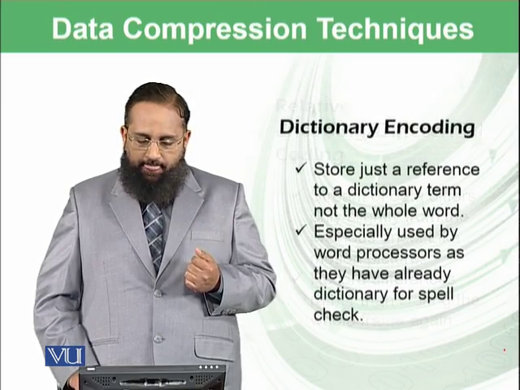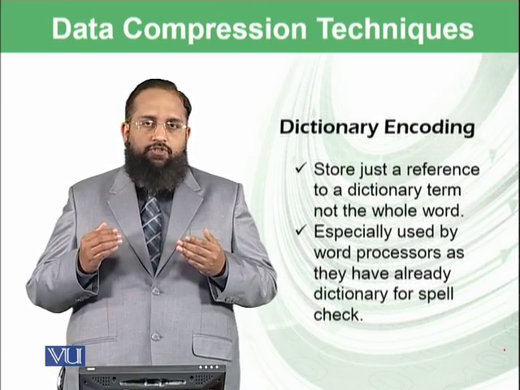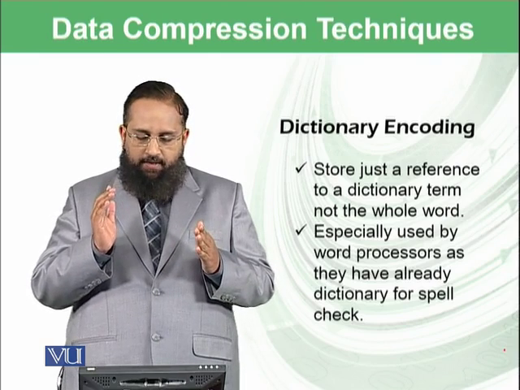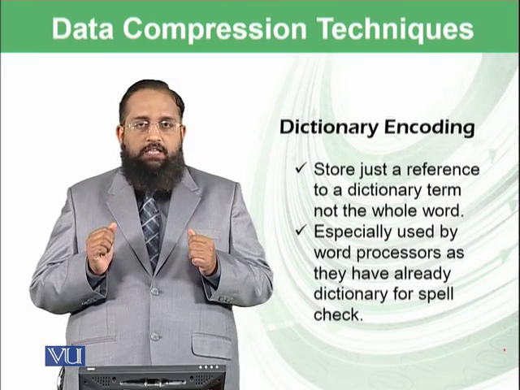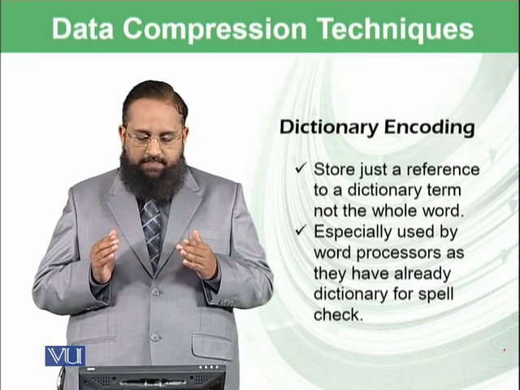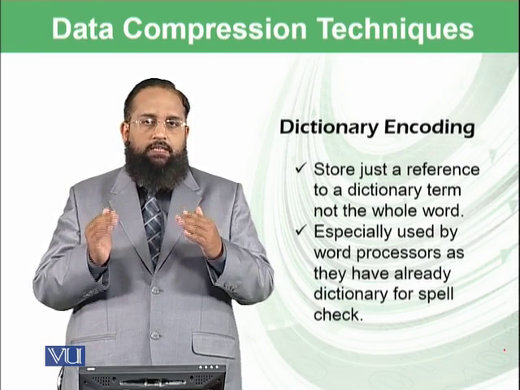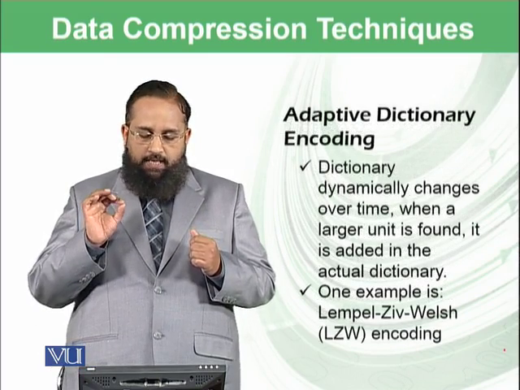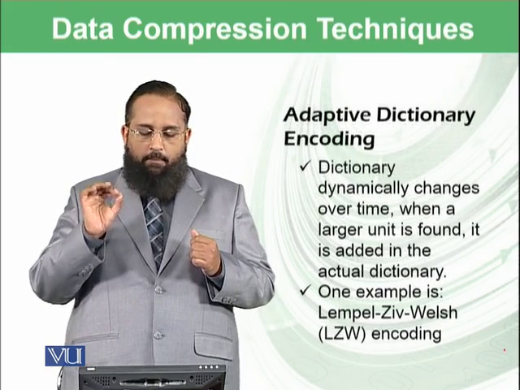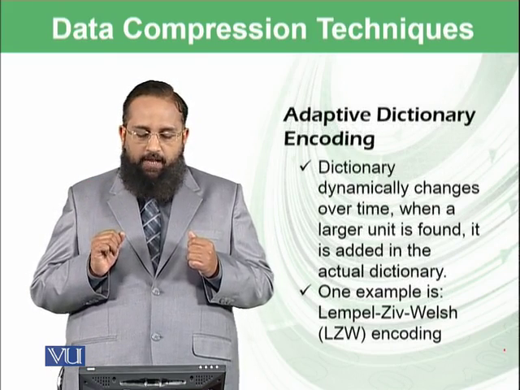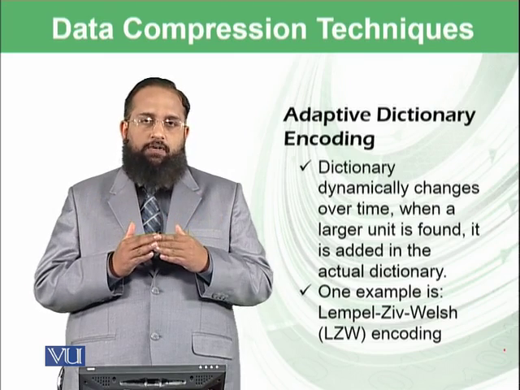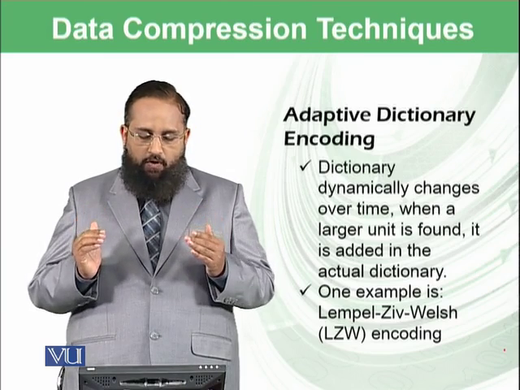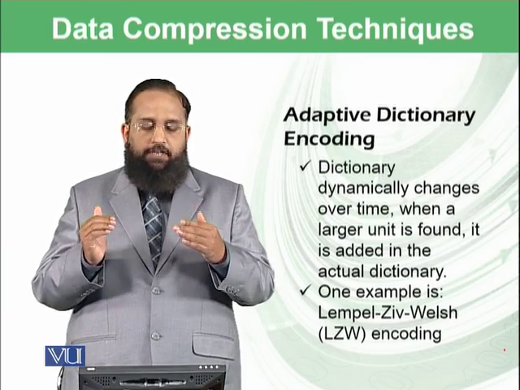Then there is another approach called dictionary encoding. Store just a reference to a dictionary term, not the whole word, especially used by word processors, as they already have a dictionary for spell check. Such an approach is also known as adaptive dictionary encoding, in which the dictionary dynamically changes over time. When a large unit is found, it is added to the actual dictionary.